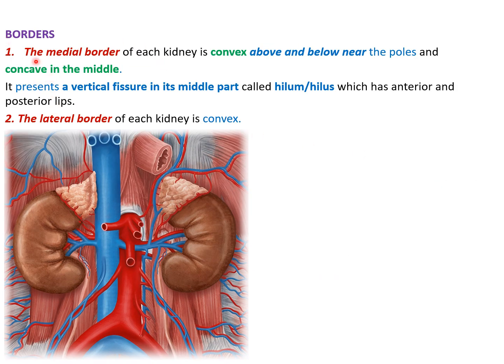The borders. The medial border of the kidney is convex near the upper part near the pole and convex at the lower part near the pole, and in the middle it presents a vertical fissure called hilum, which has anterior and posterior lips. The lateral border of the kidney is convex.